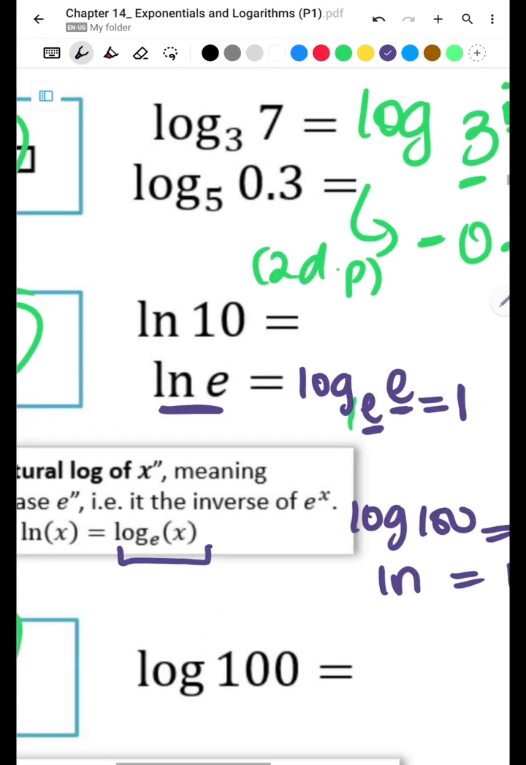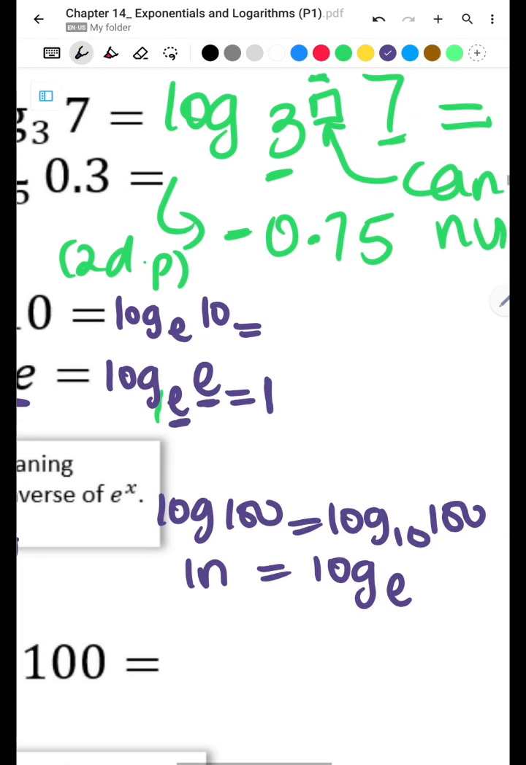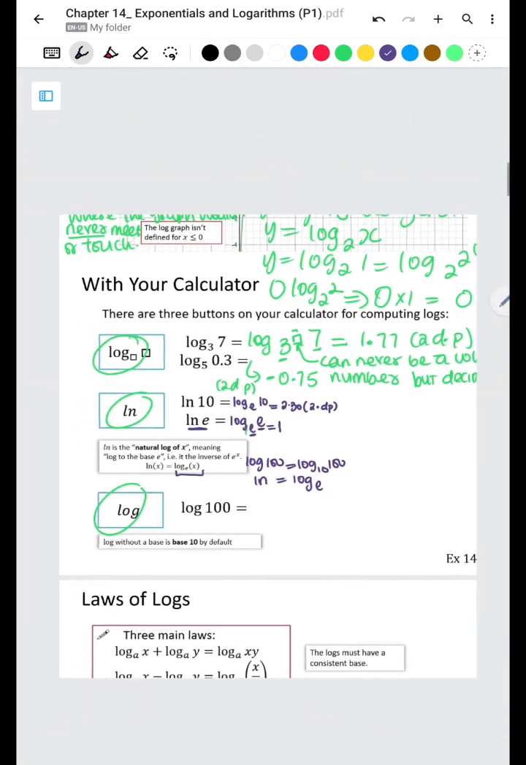So now natural log of 10, I can put that into my calculator and I can get my value. I can also say log base e of 10 is equal to what? I'll get the same thing, but it's easier to just put natural log in your calculator, and that gives me natural log of 10, that's 2.302585093, and that's 2.30 to 2 decimal places. So that is that for that.